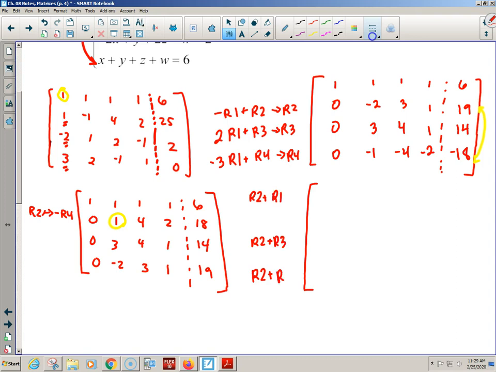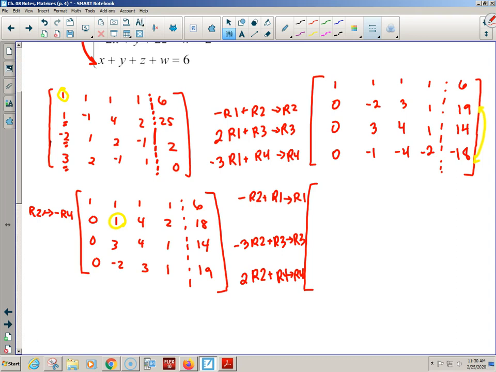I'm going to be adding to row 4. But hold on, I need these to be zeros, so don't I need to eliminate? Yes. So to eliminate, hold on, what do I need to multiply this 1 by to get him to cancel? A negative 1. A negative 3. And a positive 2. We're always doing the opposite of the entry that is there.